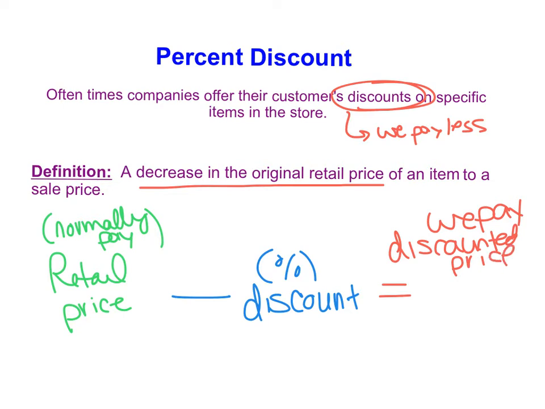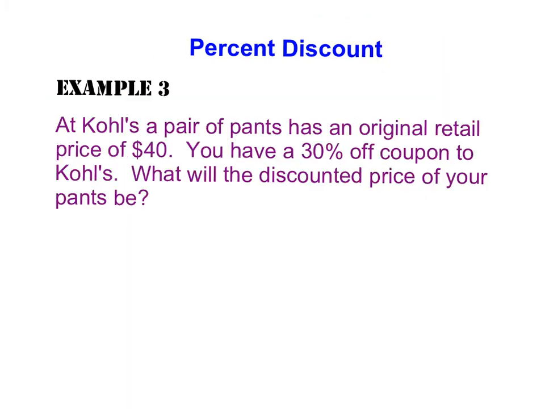So percent discount is different. Percent discount saves us money, whereas percent markup is how a business is going to make money off of you. So now let's dive in and try some examples here.